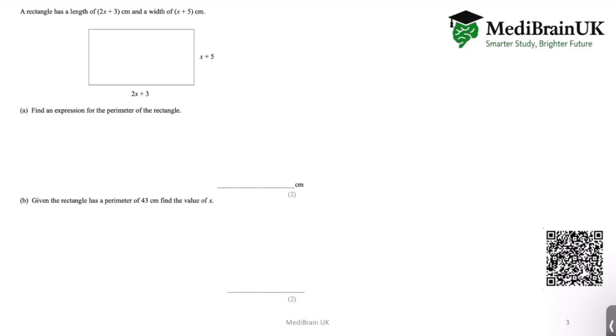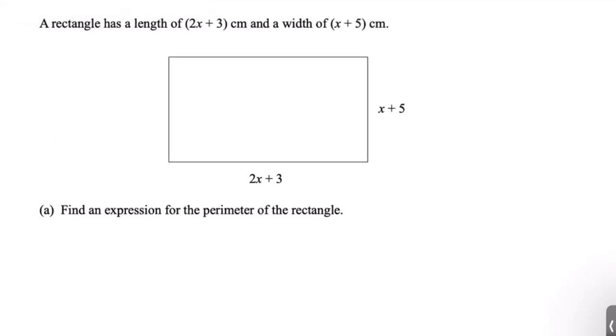Okay, so I'm going to start going through the answers now. It says a rectangle has a length of 2x plus 3 and a width of x plus 5. Find an expression for the perimeter of the rectangle.